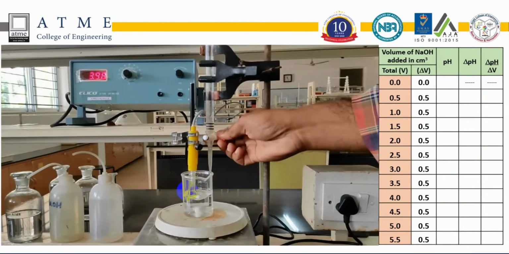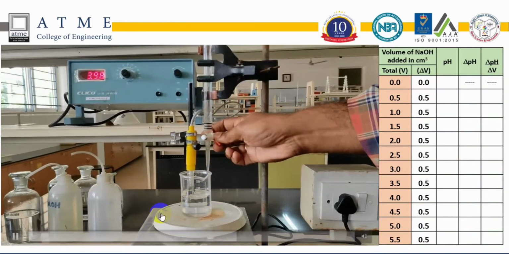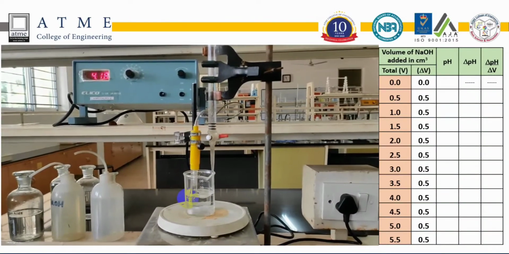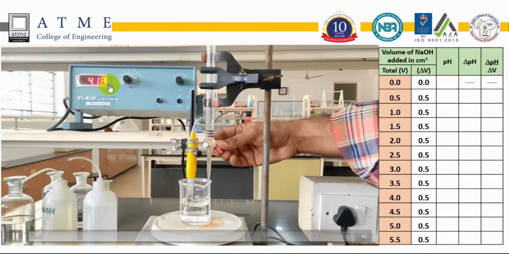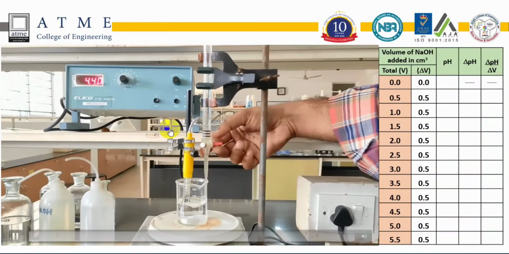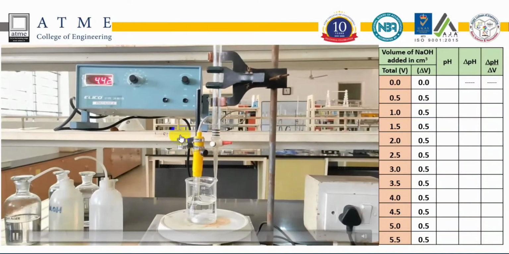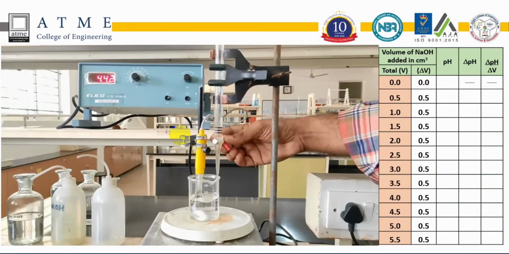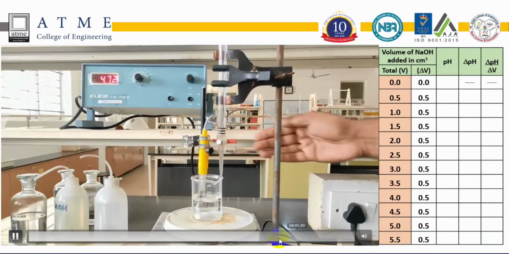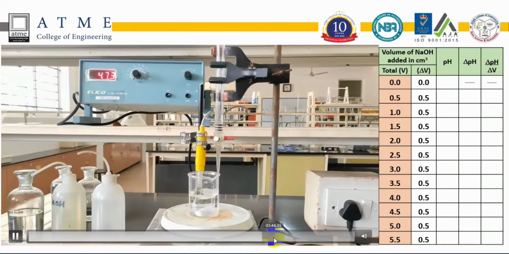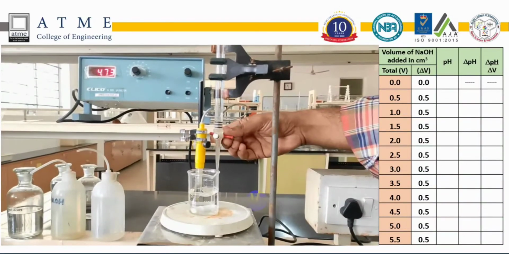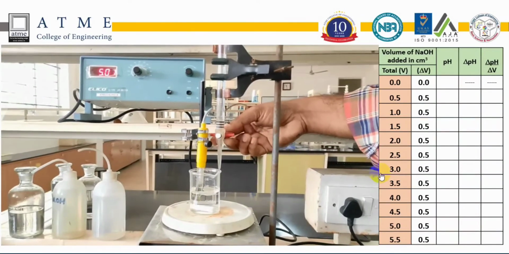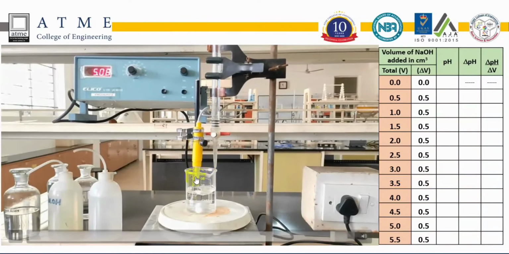Right? So there will be a point where the given acid is completely neutralized. At that point, there will be a sudden jump in the pH. That sudden jump is due to the complete conversion of acetic acid to sodium acetate. Once you get the sudden jump in the pH, take 4 to 5 readings by adding 0.5 increments. Note down the respective pH.